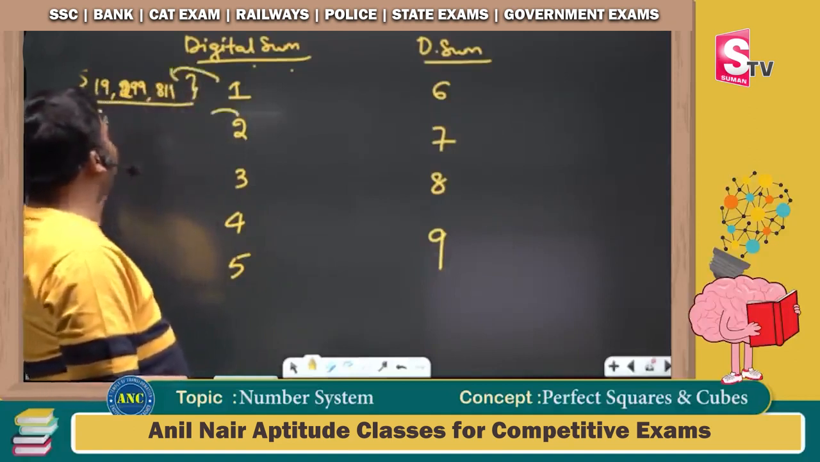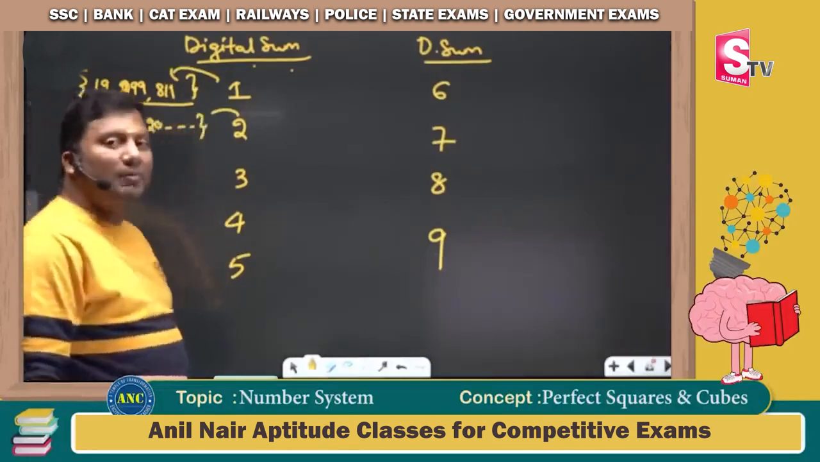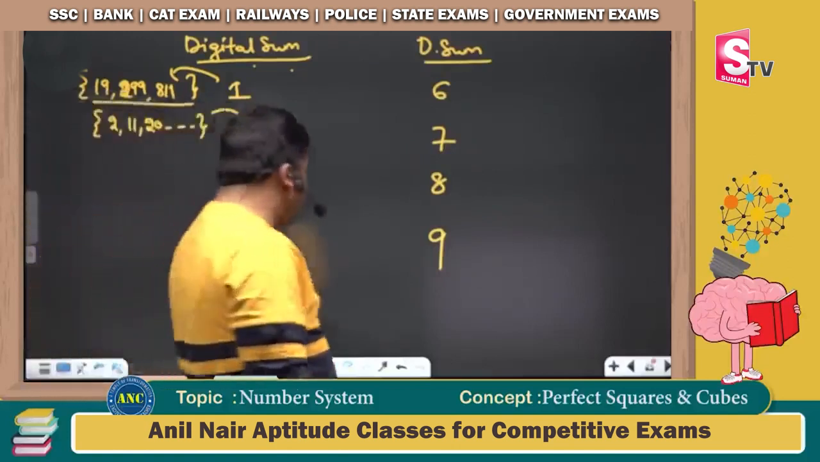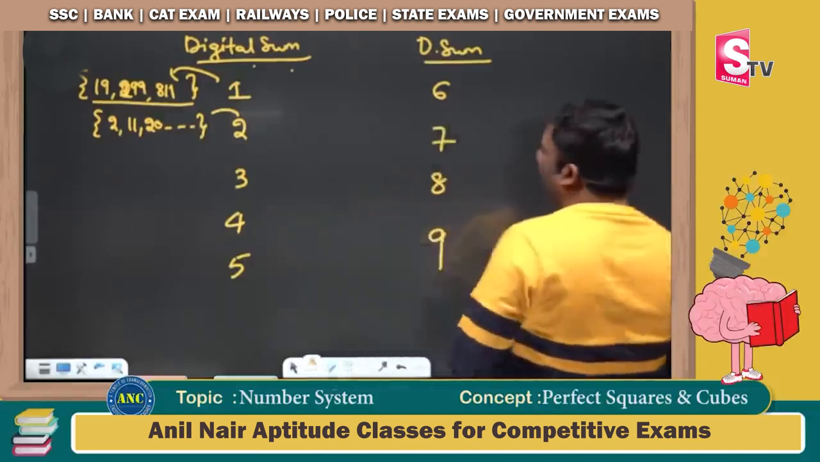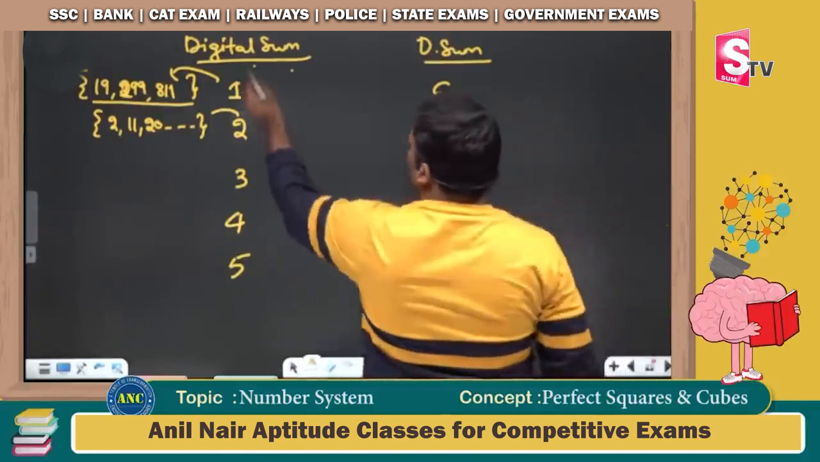The set of all the numbers where the digital sum is 2, the set of all the numbers whose digital sum is 3, 4, 5, 6, 7, 8, 9. Now listen carefully, sir. When I am explaining a concept, I will not see the comments. Just have some patience. Suppose I square these.